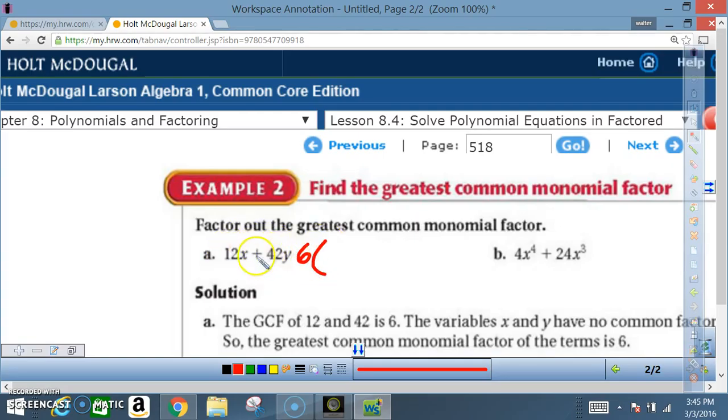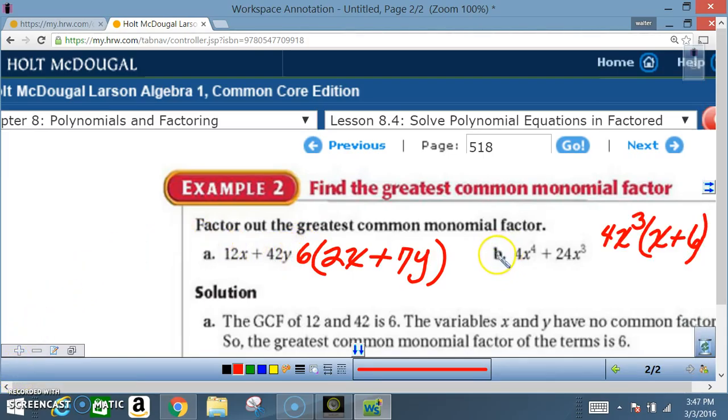Then you ask yourself, what is 12 divided by 6? That's going to be 2. Then you ask yourself, what is 42 divided by 6? That's going to be 7. Notice there's no common factors between x and y other than 1. So your final answer ends up being 6, that's the greatest common factor, times 2x plus 7y. Notice when you distribute the 6 back in, you end up with the same thing. 6 times 2x is 12x. 6 times 7y is 42y.